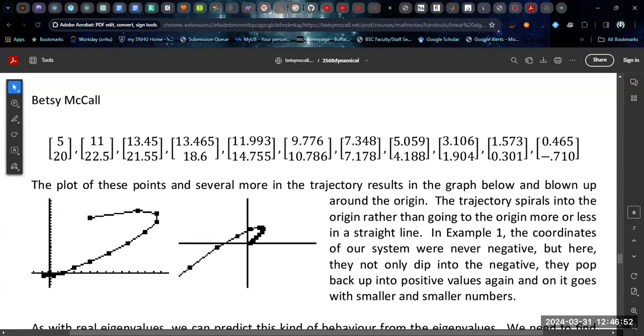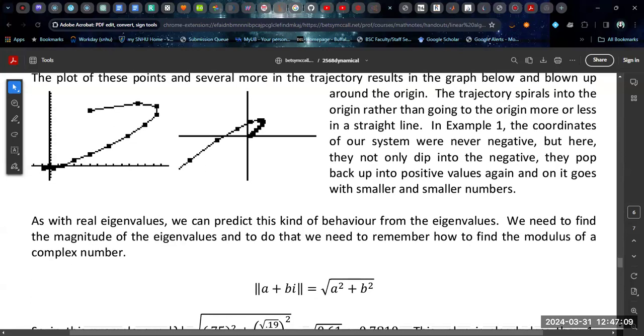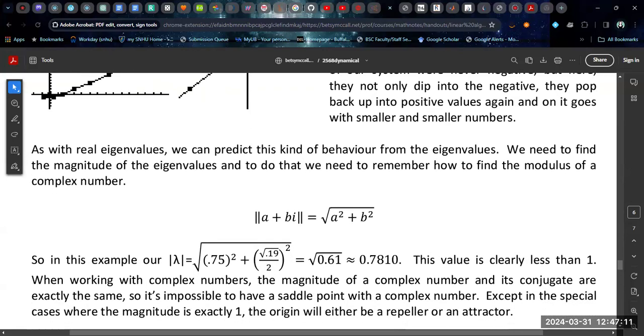When you get complex eigenvalues, you do get this essentially spiraling behavior. The magnitude of the eigenvalues is going to tell you whether it's going to go to the origin, or whether it's going to be a stable orbit, or whether it's going to go off to infinity. So we can still characterize the origin as being an attractor or a repeller, but it will never be a saddle point.